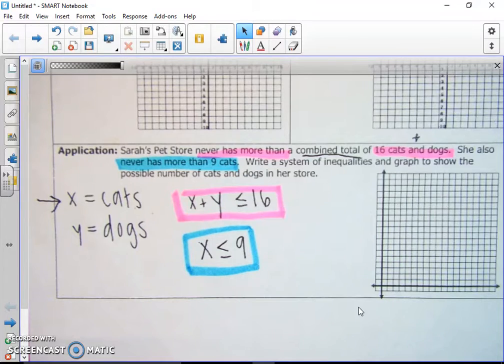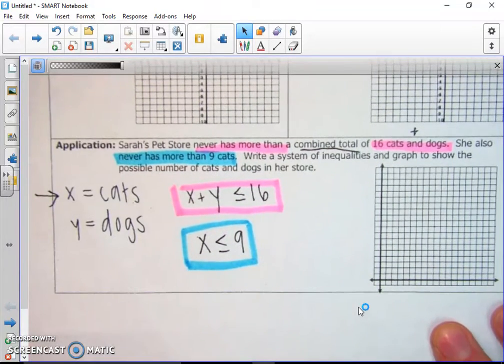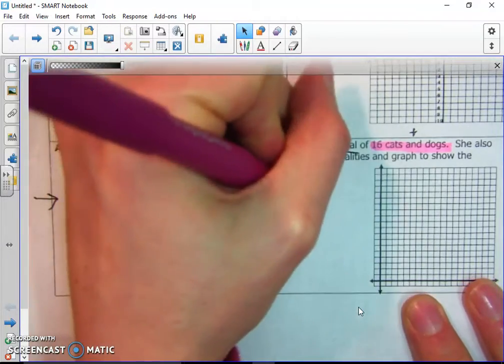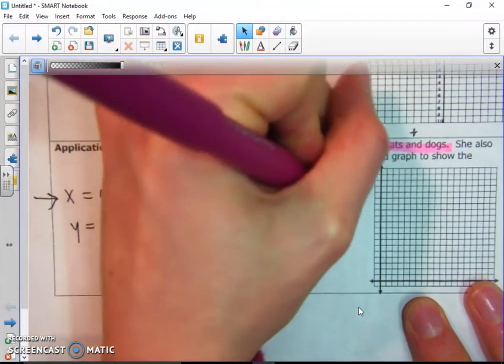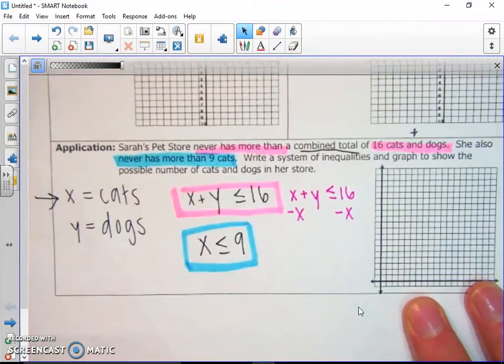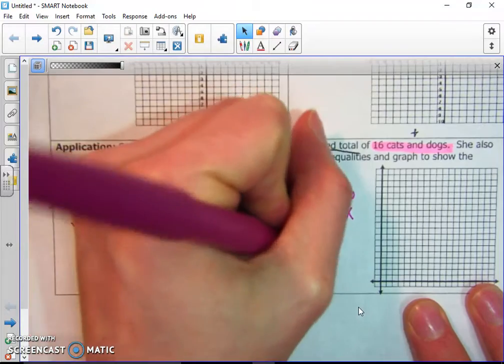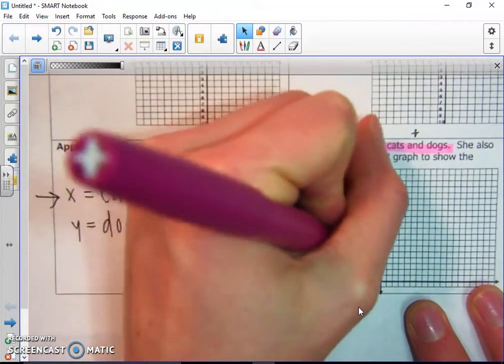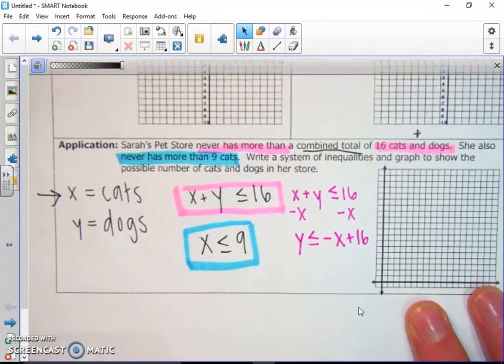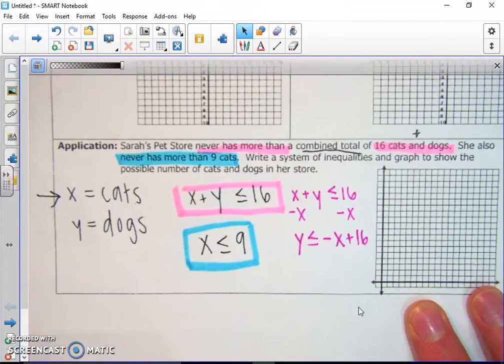So we have our two inequalities, and now we can graph them on our coordinate plane. So let's graph the first one. X plus Y is less than or equal to 16. Well, we can't just graph it like that. We've got to move it out of standard form. So I'm going to subtract X, and we're left with Y is less than or equal to negative X plus 16. So now that's in y equals mx plus b form, so we can graph that more easily.